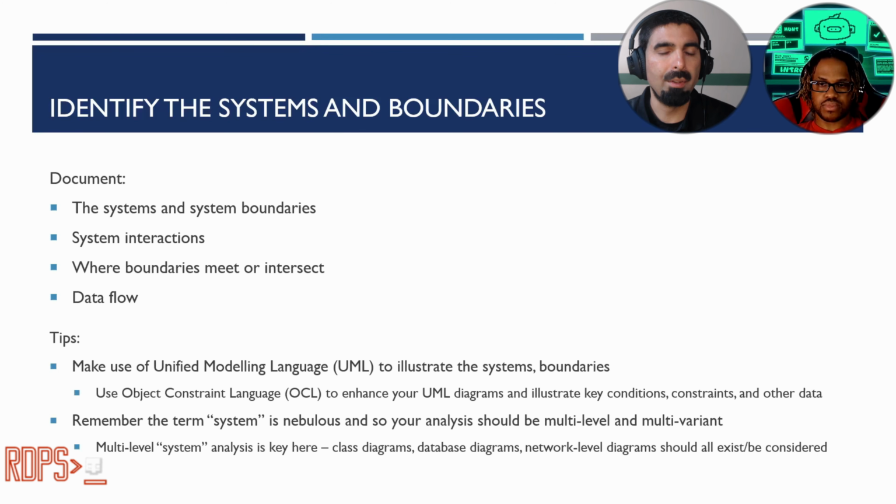The other really important thing is to understand that system is nebulous. And actually, we're going to get to this in just a minute with the next step. But system being nebulous is done on purpose. By using a nebulous term where it can be looked at many different levels, we're going to allow ourselves to examine this thing, whatever it is we're threat modeling, in different ways over time.